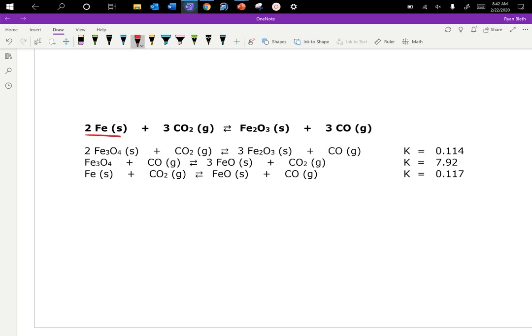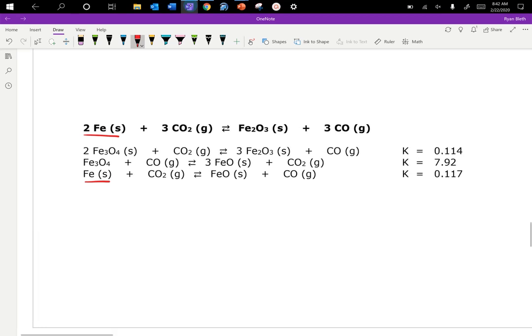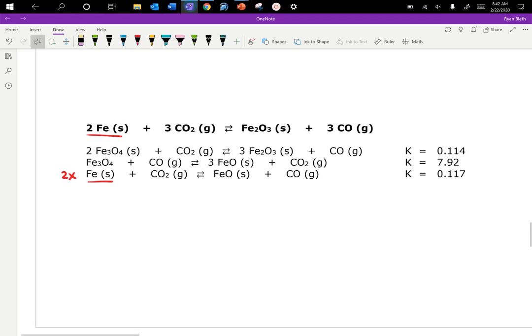2 irons on the left. I need 2 irons on the left. And again, in all this chaos, there's only one reaction that has iron at all, and it's this last one. So iron by itself, that last equation, but I'm going to need 2 irons. All right, so I'm going to go ahead and use that equation, but I'm going to double it. So I'm going to take that down here and write it. 2 irons, 2 CO2s, forming 2 FeOs, or iron oxide, and 2 carbon monoxides.